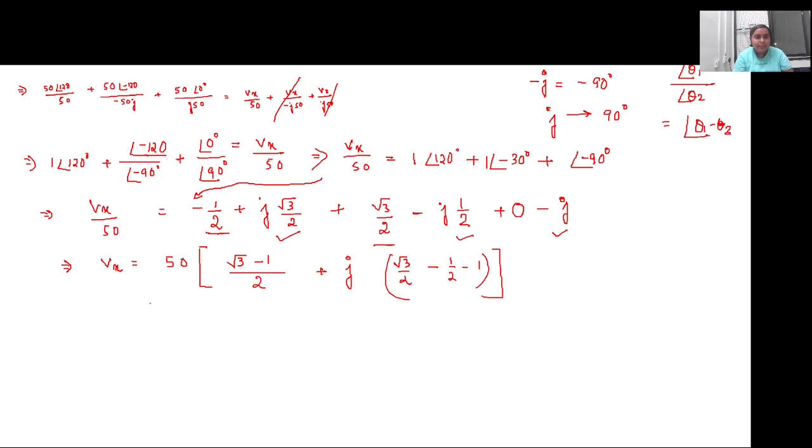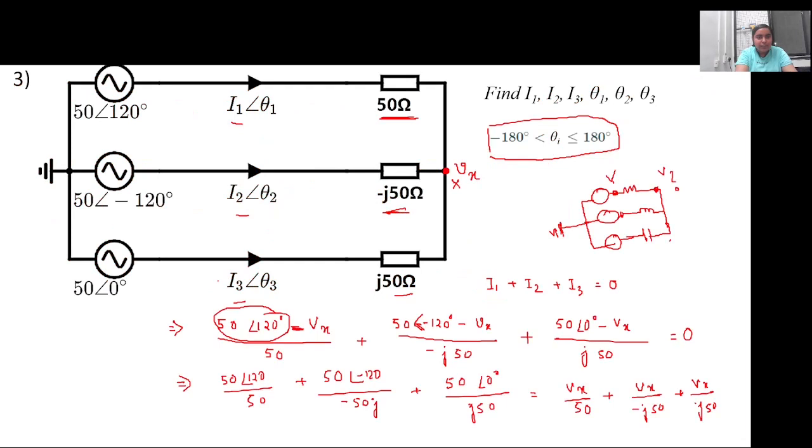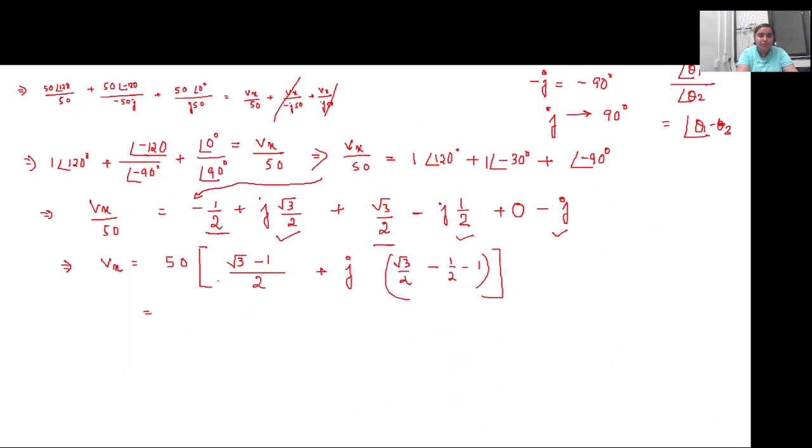So we can either simplify all this and calculate the exact value of Vx in terms of x plus jy, or we can keep it like this because it will simplify our calculation, because the rest of the terms, when we calculate the current or anything, are written in terms of 50 angle of something like that. So let's just keep it like this, 50 into root 3 minus 1 plus j. If we take the numerator as 2, it is root 3 minus 3, right?